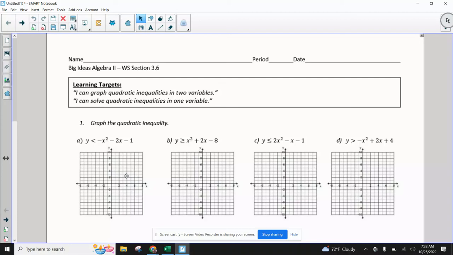All right, guys, here's what we're going to do today. We are going to graph quadratic inequalities, which I think will be rather intuitive to you, at least off what I saw yesterday. Then we're going to solve quadratic inequalities, which may have a little bit more going on. Let's get started.